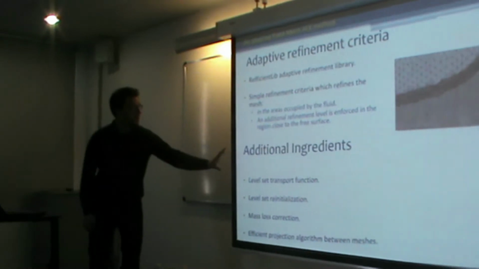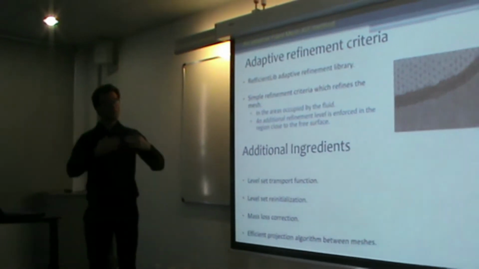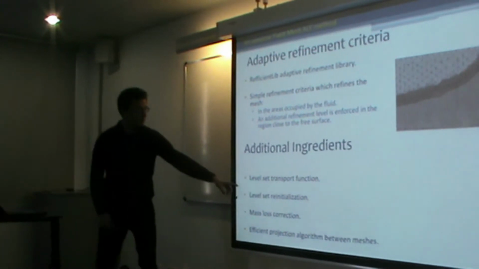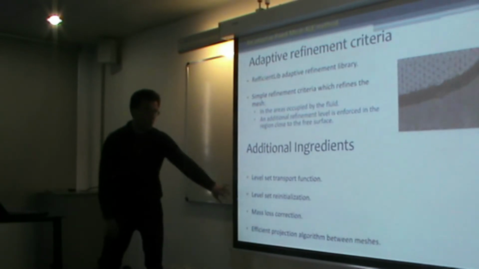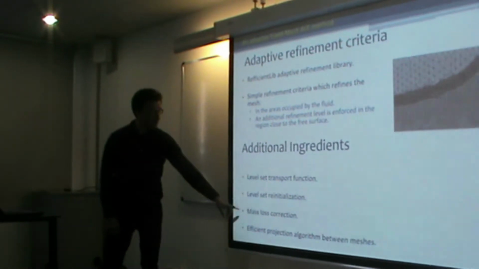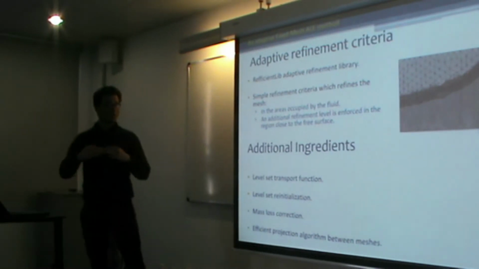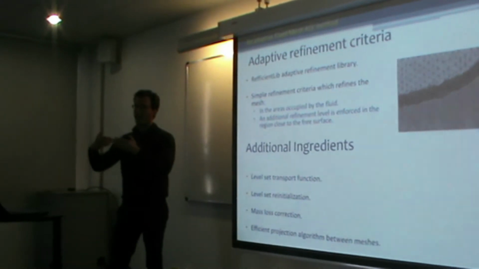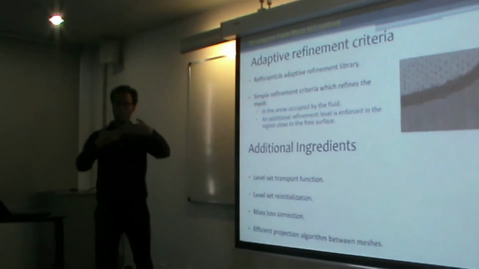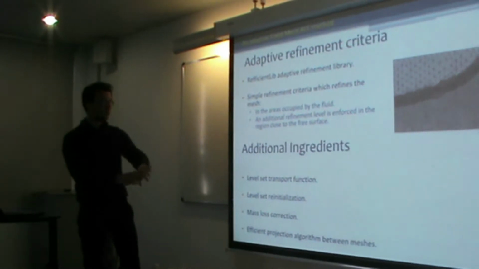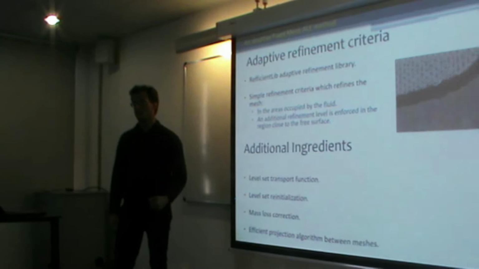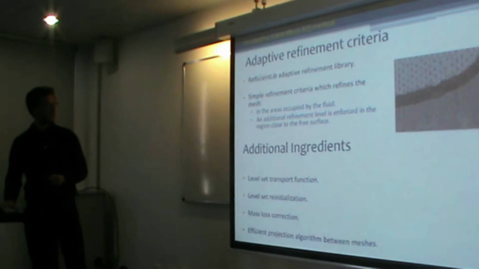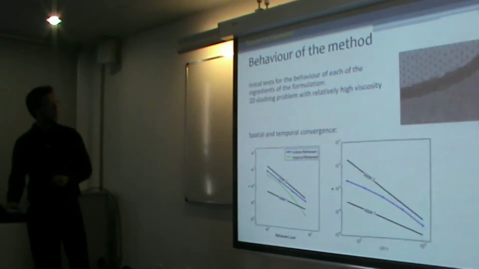So there are a set of additional ingredients. Of course, we will need a level set transport function in order to move this free surface. This level set will have a reinitialization algorithm, which I will not describe here. We also have an algorithm for mass loss correction in order to avoid losing any mass in the process. And of course, since we are doing this arbitrary Lagrangian Eulerian step followed by a projection onto the background mesh, we need an efficient projection algorithm between meshes, which we have also implemented in parallel in our distributed memory setting. Okay, so let me show you some numerical examples.